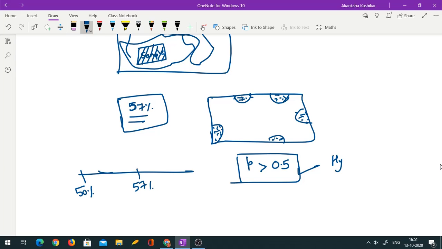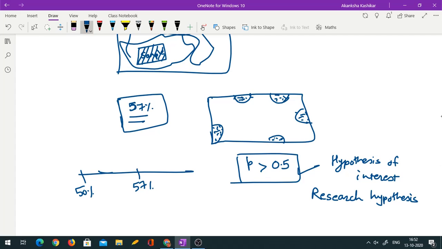So this is called my hypothesis of interest. I am interested in concluding something like this, that yes, at least 50% of people, so the proportion of people who have developed antibodies is more than half. Now this hypothesis of interest is also known as the research hypothesis.